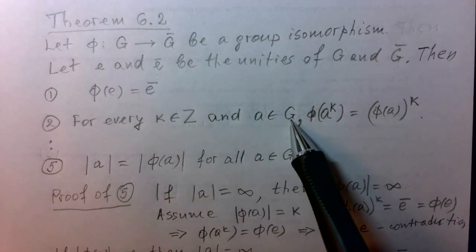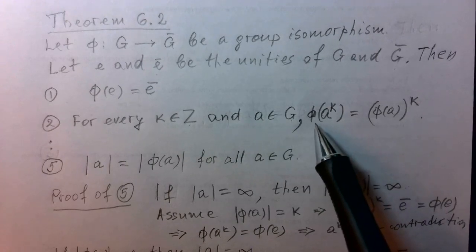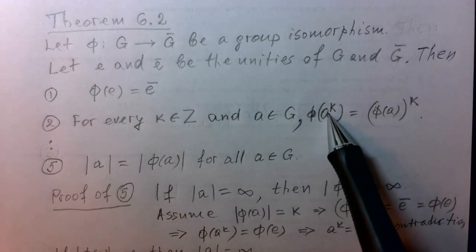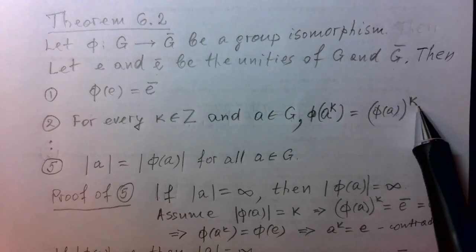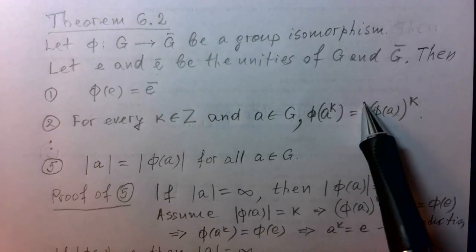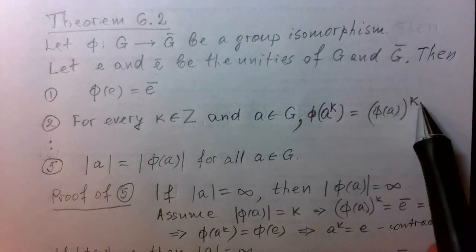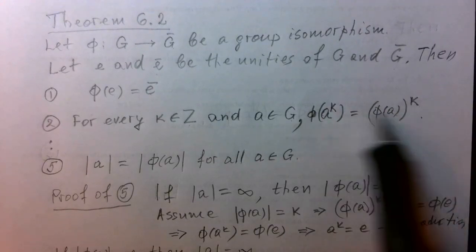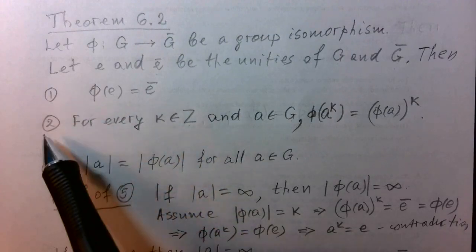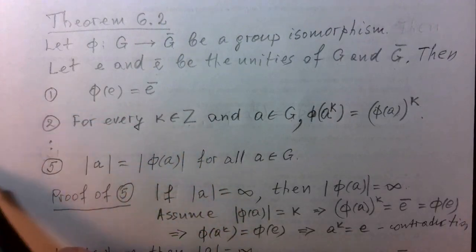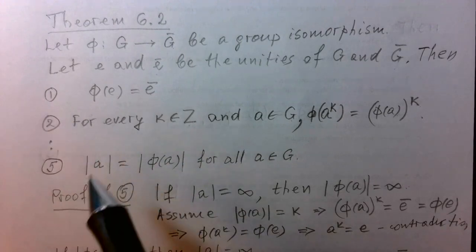Second, for every integer k and every element a in G, phi of a to the k is equal to phi of a, all that to the power k. That is, k can go outside here. We can move this at will. We have equality. These two properties are proved in the textbook.